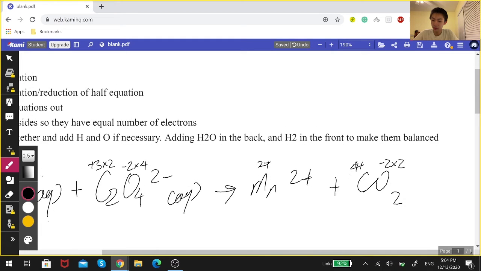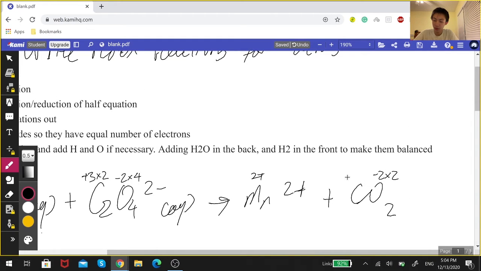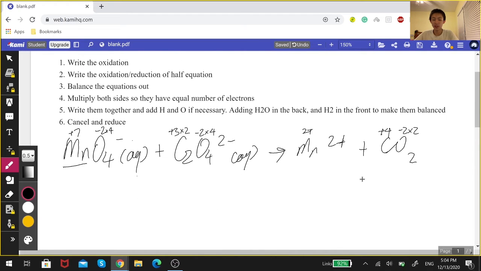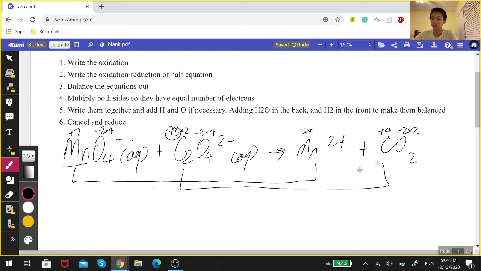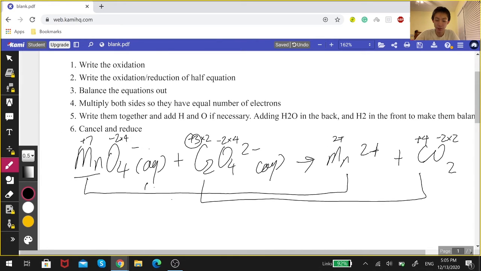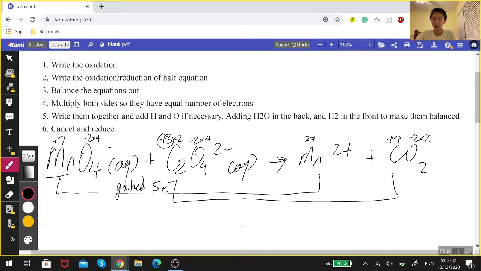Let's make this all the same. Alright, now we look at this. What got reduced and what got oxidized? As we can see, Mn went from a 7+ to a 2+, and C went from a +3 to +4. So what happened to Mn? It gained electrons, right? To make it less positive. It gained 5 electrons. What happened to the C? It went from 3+ to 4+, which means it lost 1 electron to become more positive.